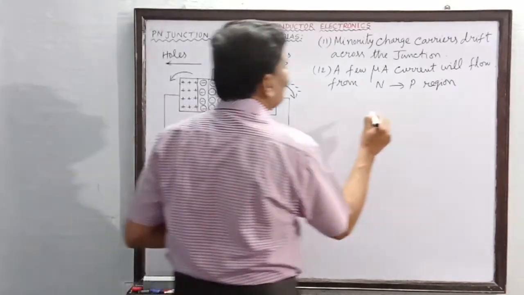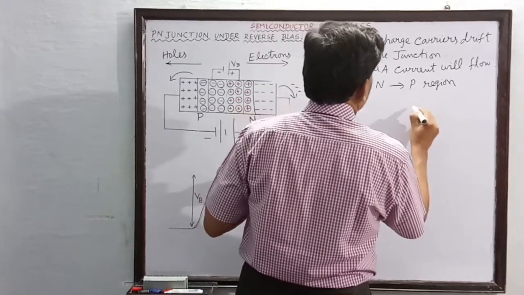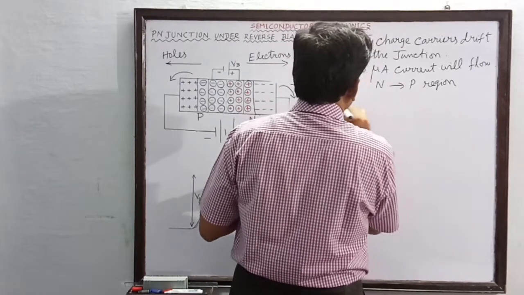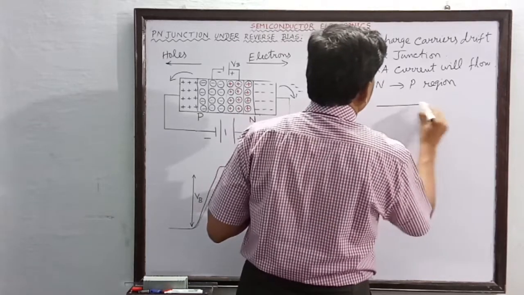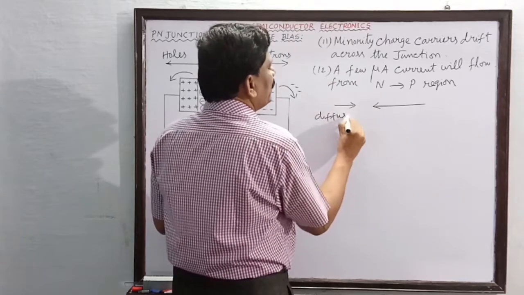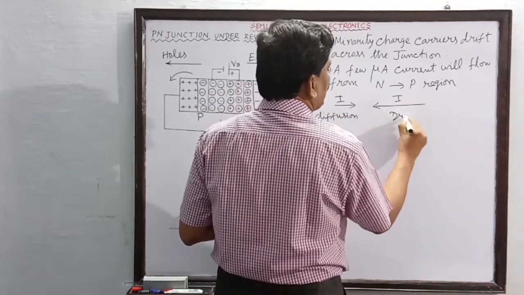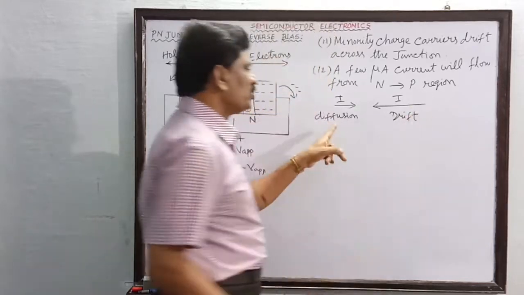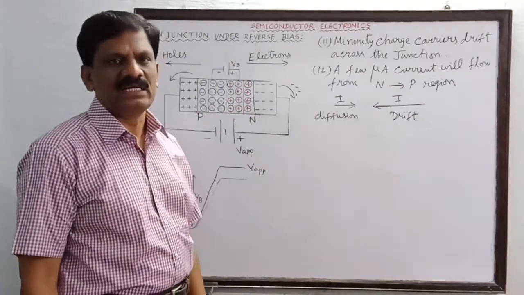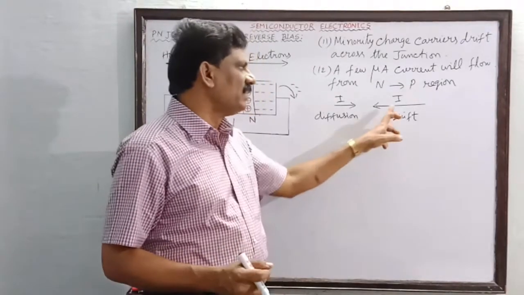Suppose the drift current is from the N region to the P region, and this is the diffusion current. In reverse bias, the diffusion current will be less than the drift current. Now, in both forward bias as well as reverse bias conditions, the drift current's magnitude will be the same.